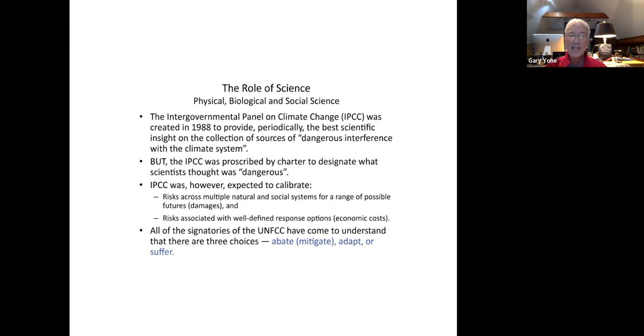We were expected to calibrate risks. We were expected to calibrate response options and risks associated with response options. And all of the signatory countries of the world came to understand we have three choices. You either abate this, you reduce emissions, or you adapt to it, or you suffer. And it's a matter of how do you play that out.